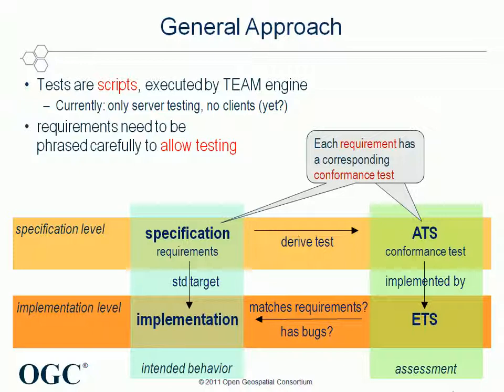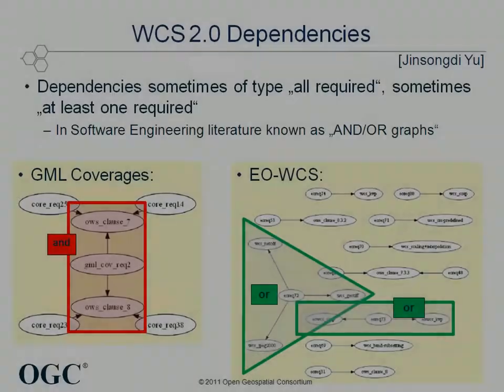To understand the situation, let us look at the use of OGC's Team Engine. For each specification requirement, a corresponding conformance test is established. It is abstract, that is, a high-level description. Its implementation, the executable test script, or ETS, gets invoked on a particular implementation, the so-called standardization target. Currently, OGC testing focuses on servers only. The ETS script challenges a server under test through a series of concrete test situations.